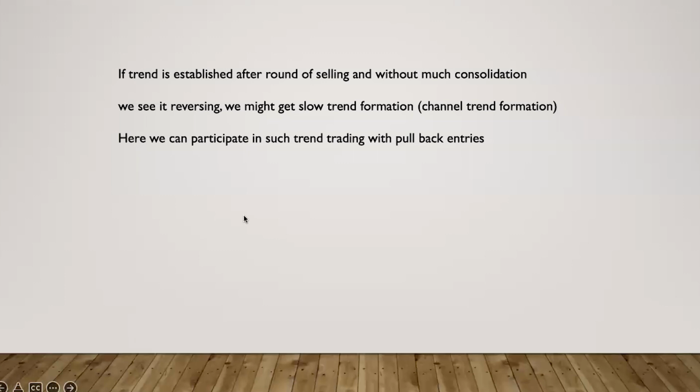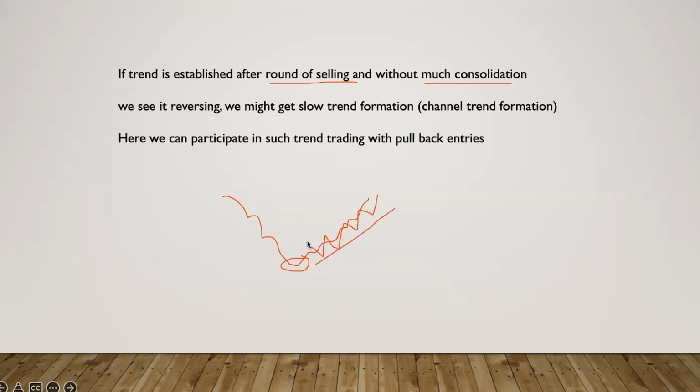Generally what happens if a trend is established after a round of selling, and that too without giving us much consolidation? Now we understood consolidation is required for the breakout. So if the market is falling and then again starts moving up, rather than giving us a nice consolidation at the bottom, chances are very good these breakouts will not give you a very furious move. If that is the case, generally these trends give us nice pullbacks, and with those pullbacks we can enter along with defined stop losses.